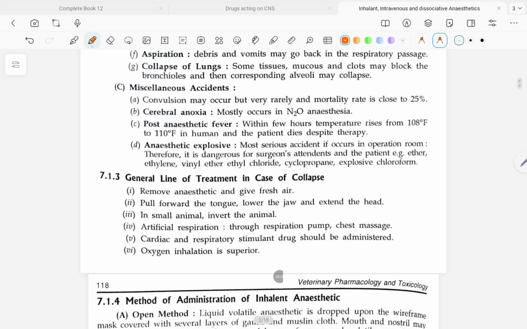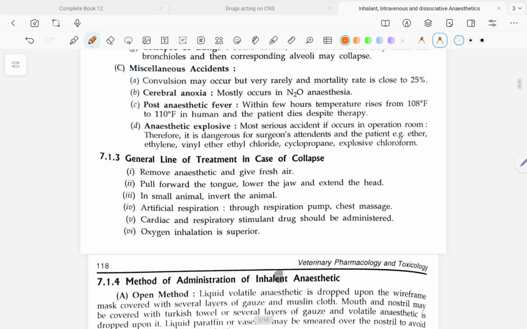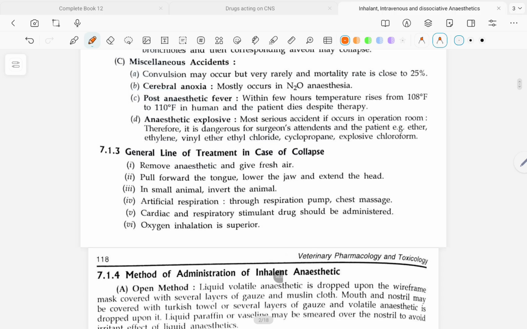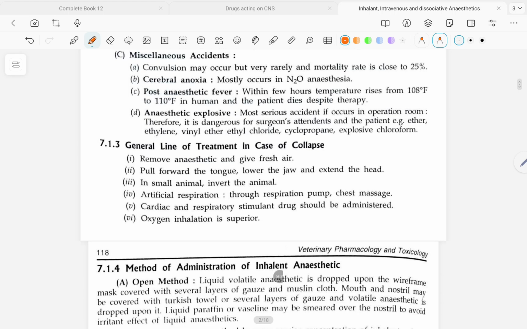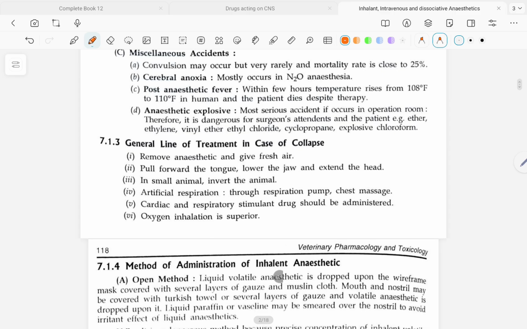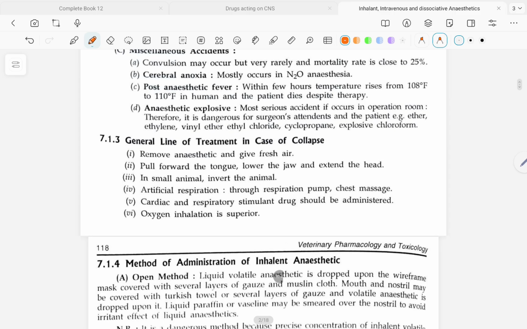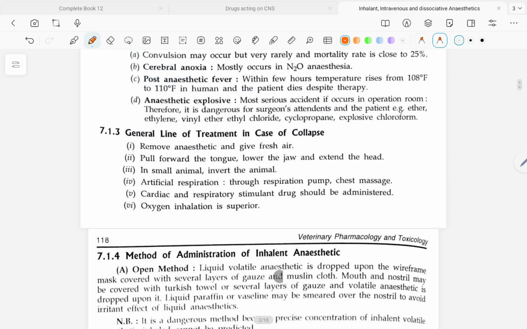Miscellaneous accidents. Convulsion may occur but very rarely, and the mortality rate is close to 25%. Cerebral anoxia mostly occurs in anesthesia. Post-anesthetic fever: within a few hours temperature rises from 108 degrees Fahrenheit to 110 degrees Fahrenheit in humans, and the patient dies despite therapy.